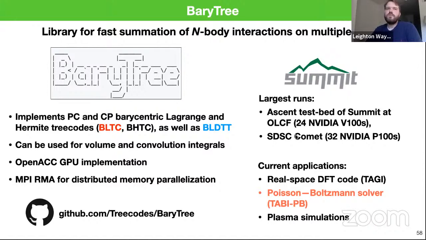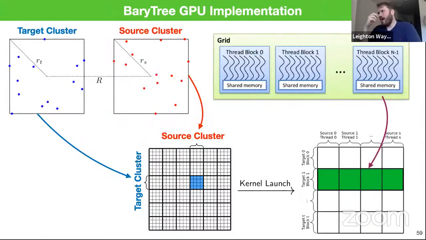So of course, now getting back to the real focus of this talk, the most important application of this is using all the ideas in BaryTree and applying them to the Poisson-Boltzmann solver, TABI-PB. And I'll get to that in just a second, but I want to note quickly why this is so easy to implement on a GPU.